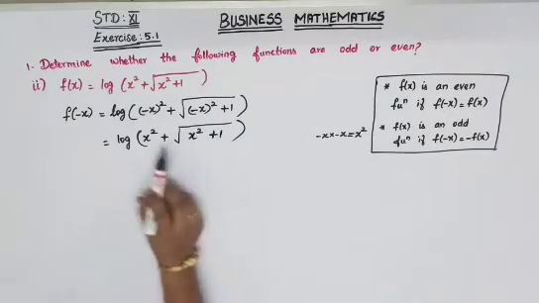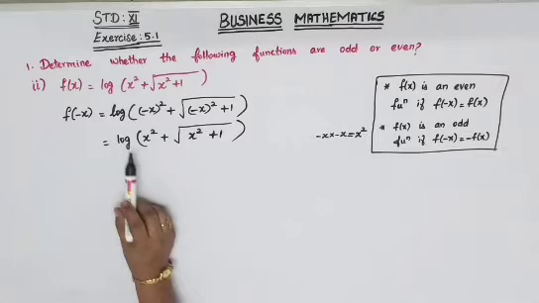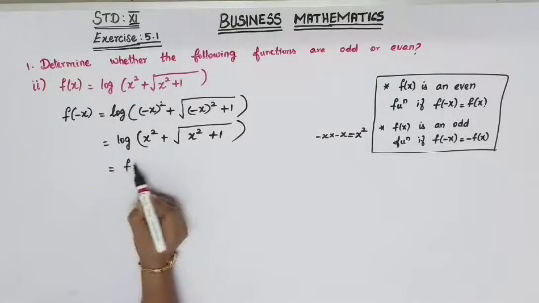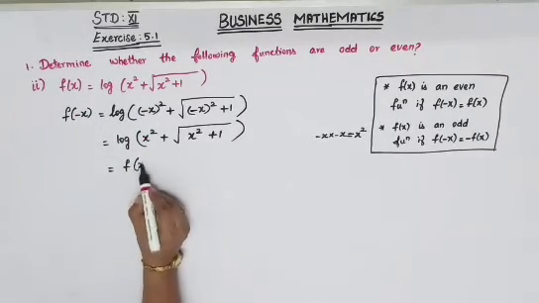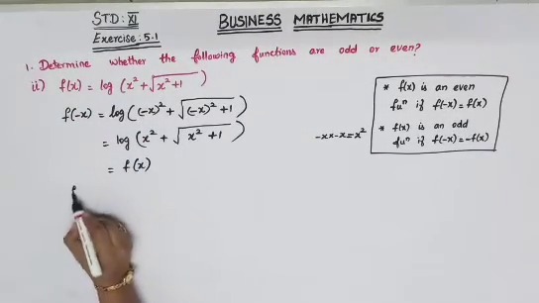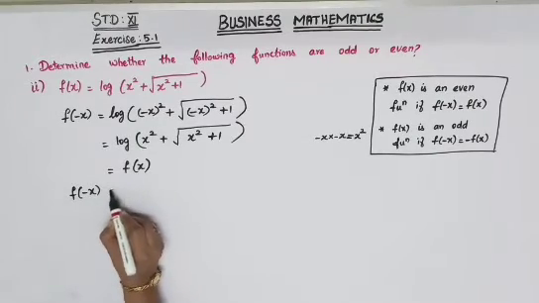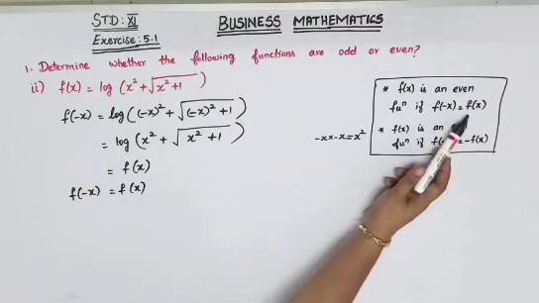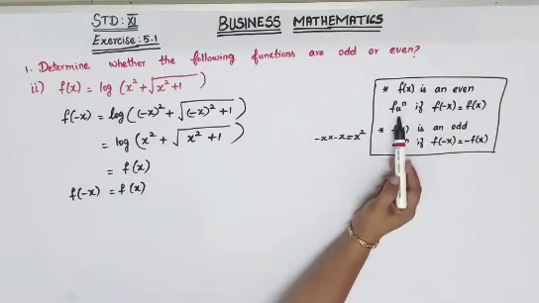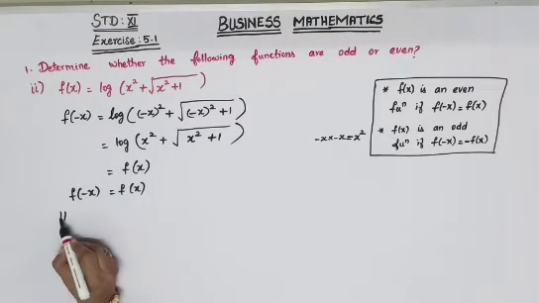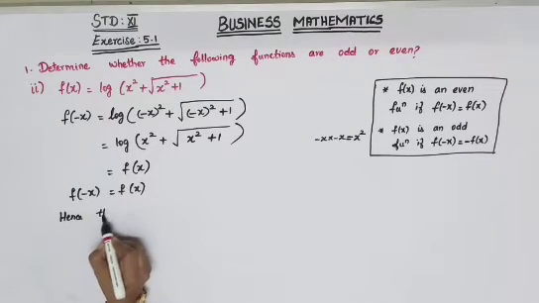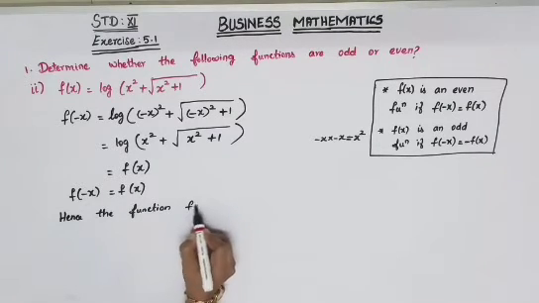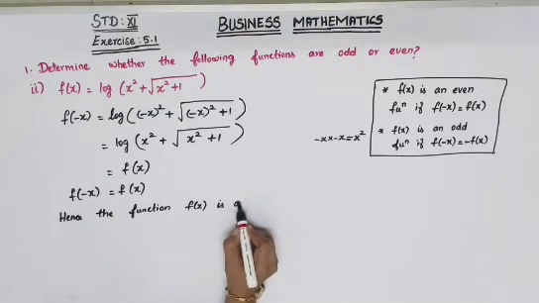Now you can see your question and whatever answer you got here, both are the same. So you can write that is nothing but f of x itself. Now your conclusion is f of minus x is equal to f of x itself. So if you get f of minus x is equal to f of x, then the function is an even function. Hence the function f of x is an even function.